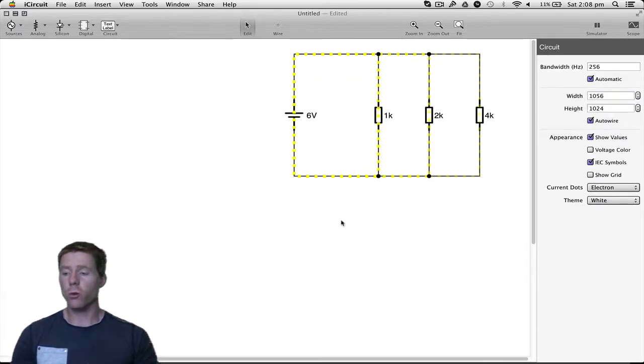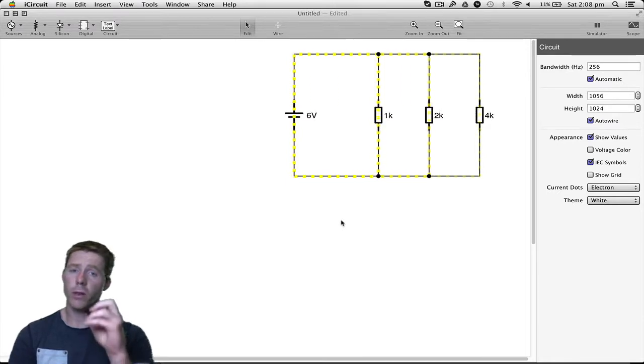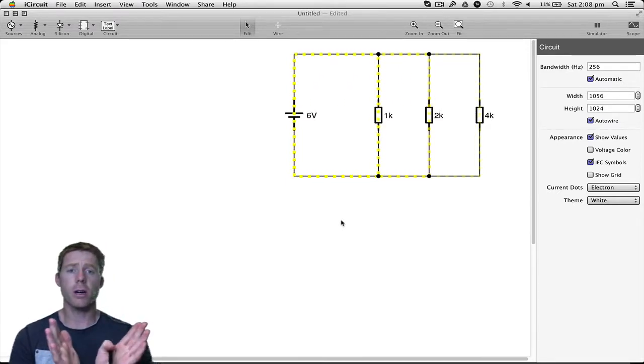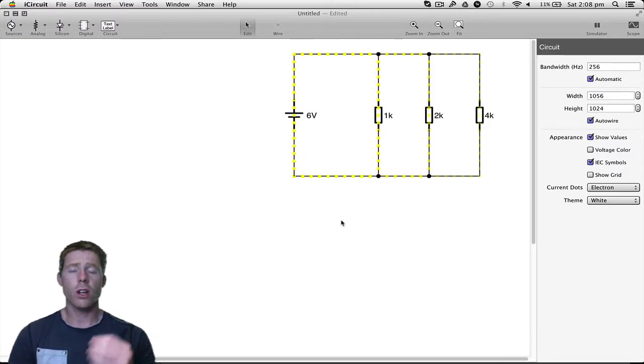So that's what's going on with our parallel circuits. The electron flow splits up again because there's 3 resistors, and then it just recombines. The lower the value the resistor is, the more current you get going through it.